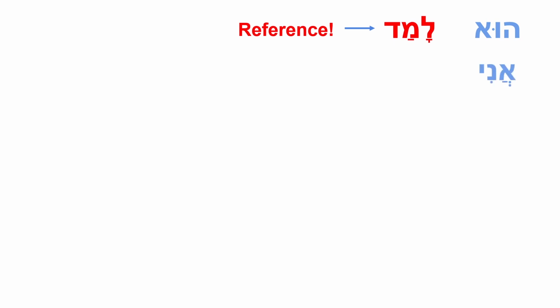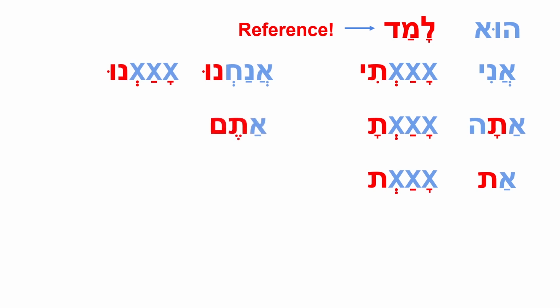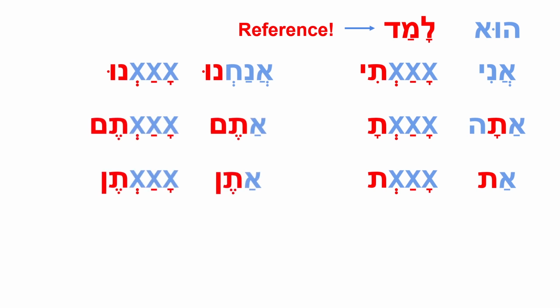Ani, as we remember, always ends with T. Ata ends with ta. At ends with t. Anachnu ends with nu. Atem ends with tem. Aten ends with ten. So we see that hu lamad is the reference point, so what is left to do is simply to take the reference point and put it in the beginning, before the conjugation suffix.